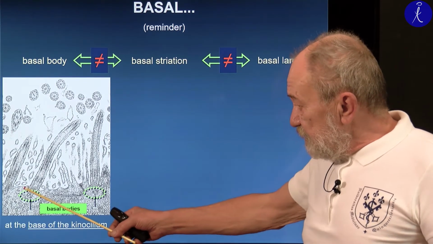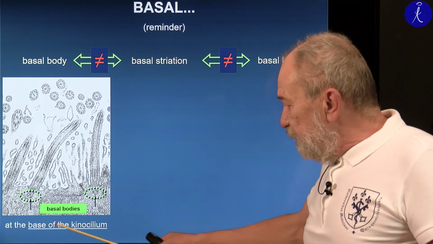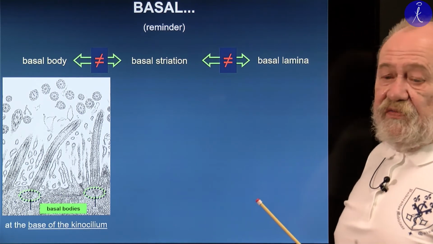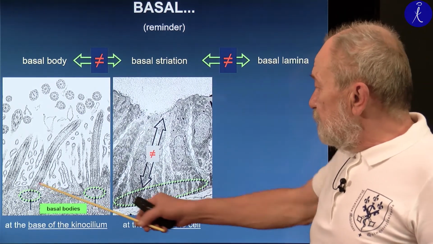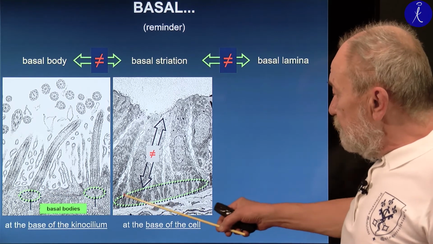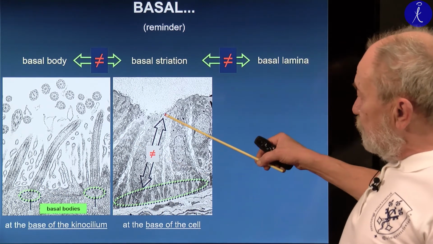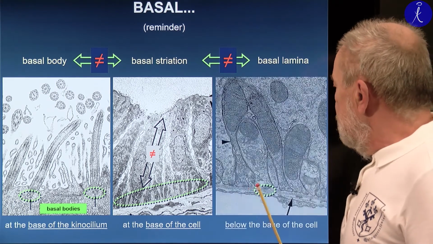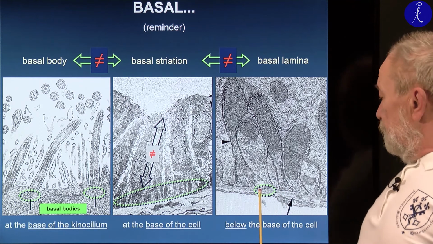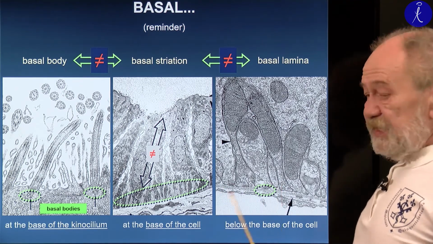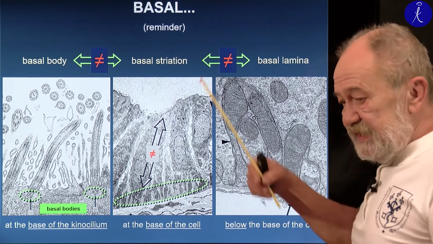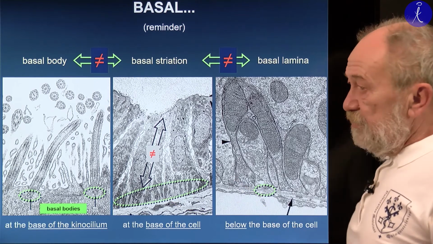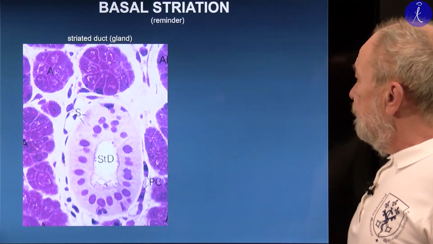Basal body, as we just finished, is at the base of the kinocilium. So this one is near the apical surface of the cell, just at the base of the kinocilium. The basal striation is at the base of the cell itself, so on the opposite side of the cell. And the basal lamina is at the bottom of the cell, but outside the cell, so the cell sits on top of the basal lamina. I have no idea how these things could be mixed up with each other. Please don't do that.